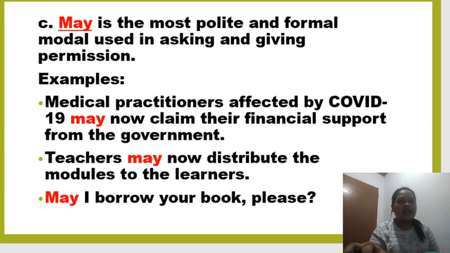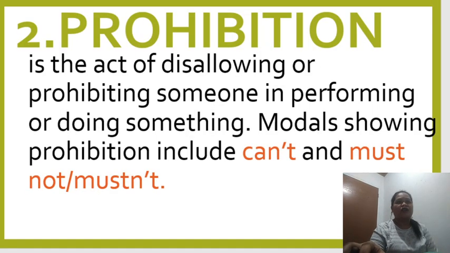Okay, good. Next, the second type of modals is modal verbs expressing prohibition. So what is prohibition? Prohibition is the act of disallowing or prohibiting someone in performing or doing something.